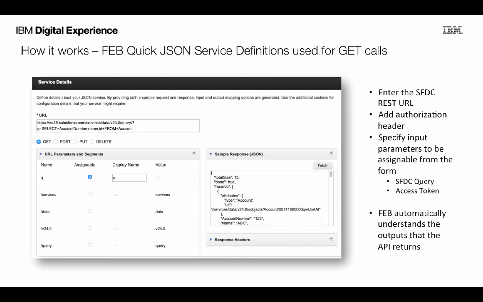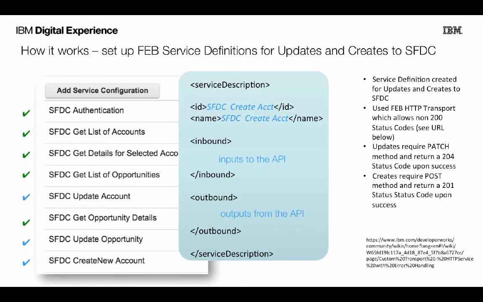And those two input parameters that I use are a query. So this took a little bit to understand the Salesforce query language. It's not difficult, but once you understand the basics, you can get just about anything you want out of Salesforce. And then, of course, you've got to pass the access token, making that a parameter. Feb will automatically understand this URL and it will automatically determine what the outputs are, so you don't need to worry about that. The next step was setting up service definitions for updates and creates.